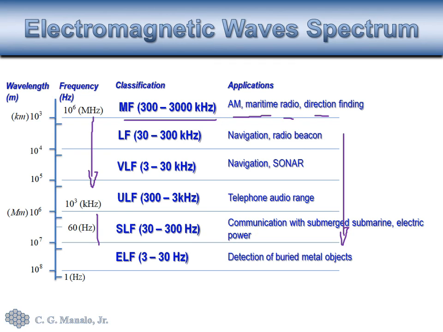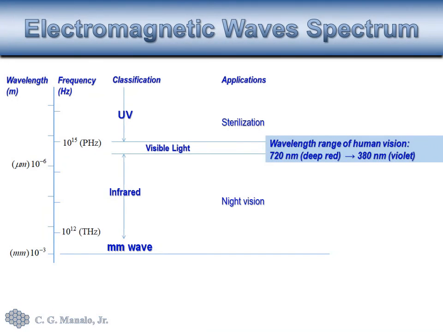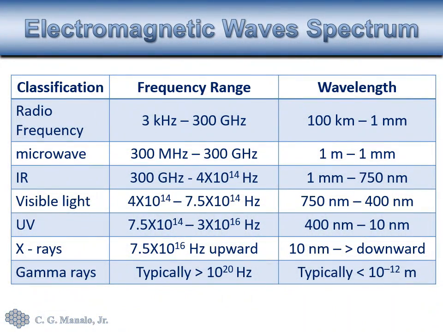As the frequency increases or decreases, we notice here that the wavelength of the wave changes inversely. Here we have more frequency ranges and applications. So for example, the range of frequency used in our TV uses these range of frequencies, or what we call the very high frequencies. So more frequency classifications. This table here shows a summary of the different classifications per application, the frequency range that these applications use, and the corresponding wavelength.